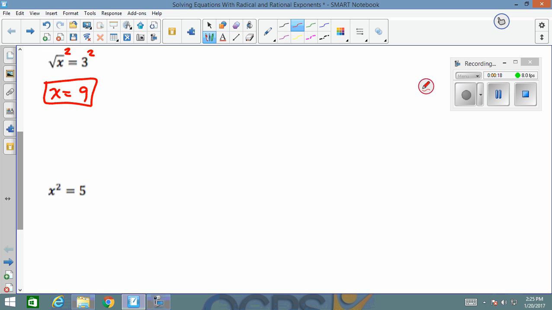For this one, to get rid of that square, take the square root of both sides. So we get x equals, remember when you take the square root, you have to put that plus or minus. So x equals plus or minus 5.